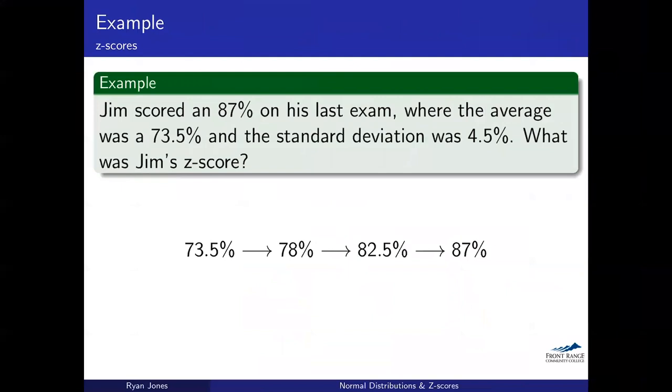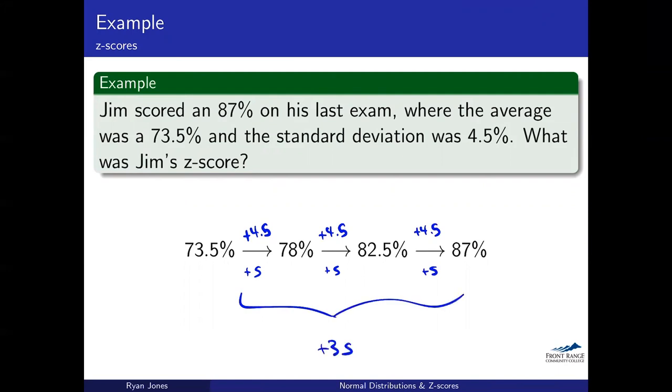And so the other way that we could calculate this, now that we've got our z-score, is we could just do it manually. We could say, all right, he started at 73.5. What if we just added 4.5? Great. Now we've added S. Okay, what if we add another 4.5? Well, at this point, we've added another S. Well, if we add 4.5 again and we add another S, you'll notice here that I'm adding 3 S's. Oh, so you're telling me he's 3 standard deviations above the mean. So his z-score is equal to 3, and you just calculated that manually right there.